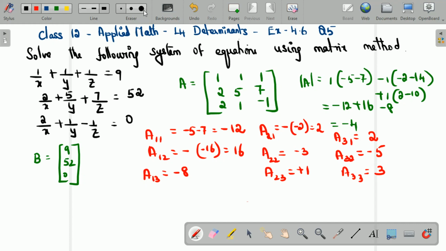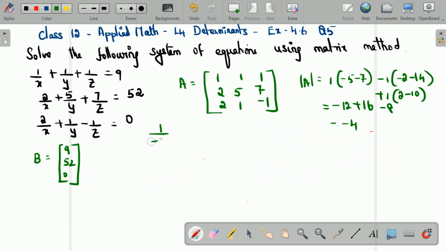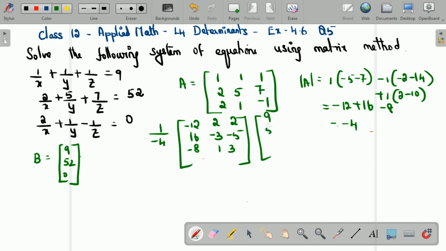Now let's write out the adjoint matrix. So this is going to be equal to 1 divided by minus 4, and we are going to write the adjoint matrix, which is minus 12, 2, 2, 16, minus 3, minus 5, minus 8, 1 and 3. This matrix is multiplied with this constant matrix, which is going to be 9, 52 and 0. So this is minus 1 by 4. Now let's perform this multiplication.